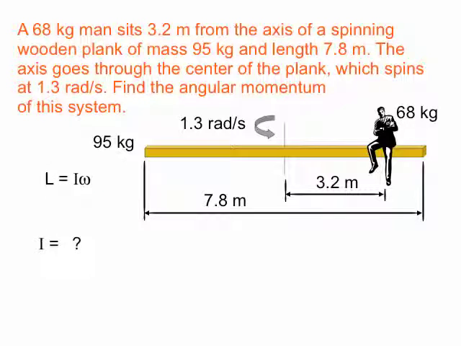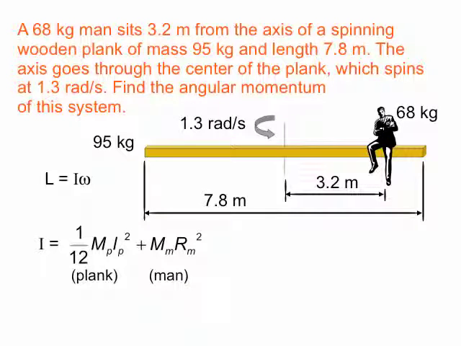So how do we find moment of inertia? Okay, moment of inertia for a plank is 1/12 ml squared. That's L, lowercase l for length. Okay, that's for a plank. Plus, we have the man, who's mr squared. Remember, a man is always a point mass. So we get 482 plus 696. And that gives us 1178 kilogram meters squared for a moment of inertia.